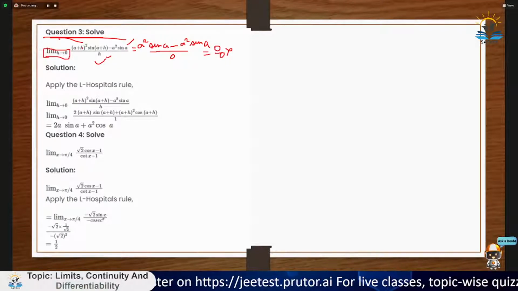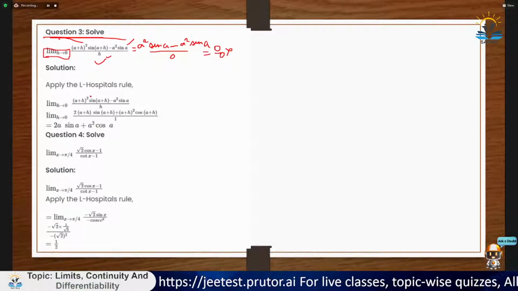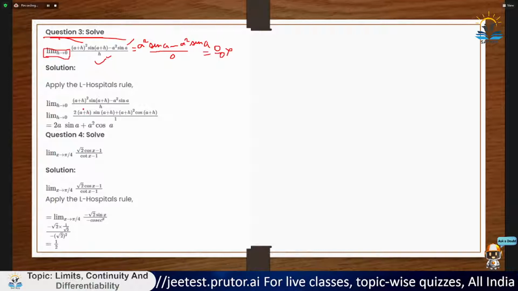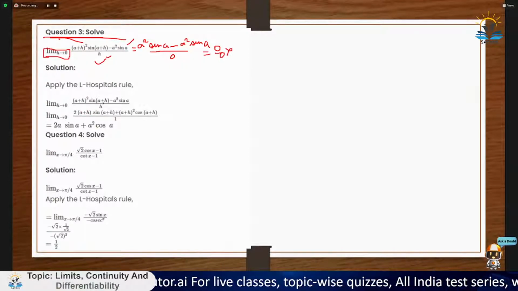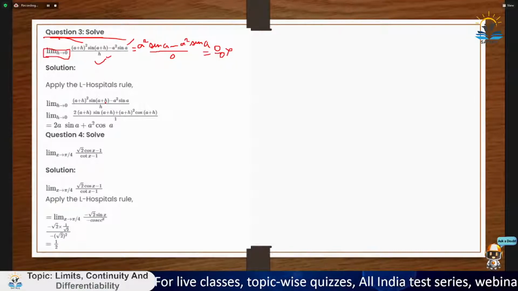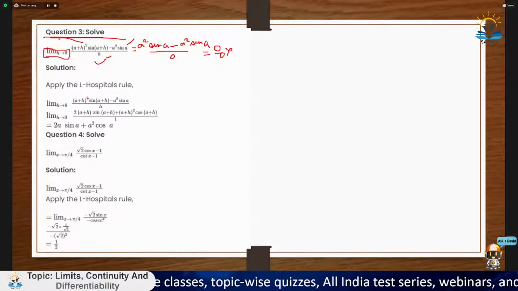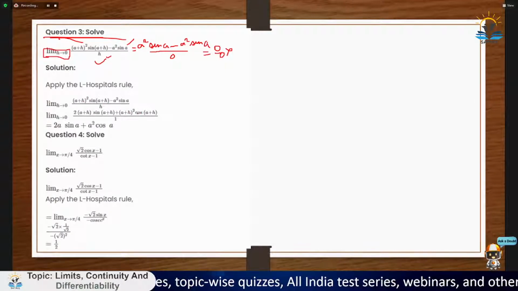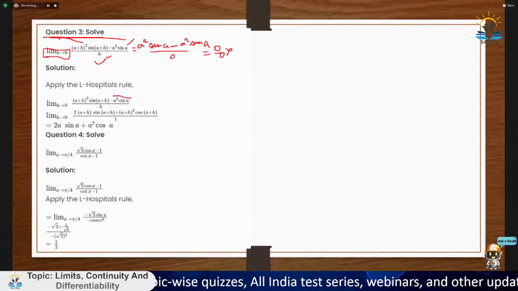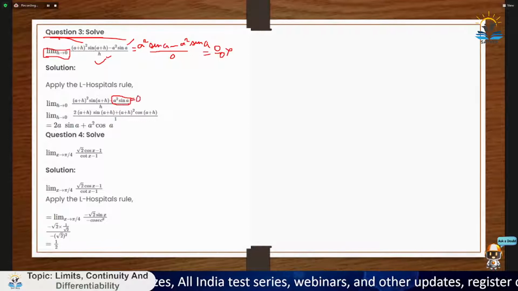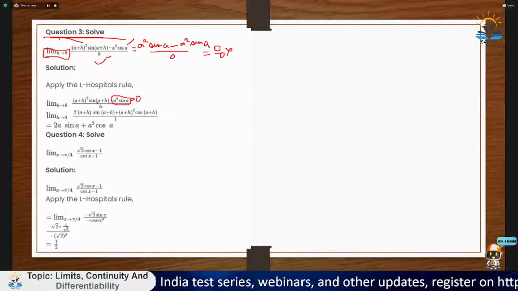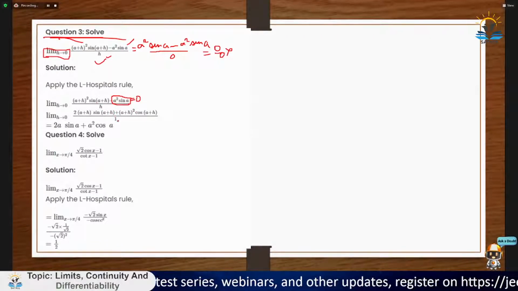So differentiating numerator will give you what? You will get 2 times (a plus h) into differentiation of (a plus h), which would be 1 only because both are constants, multiplied by sine of (a plus h), plus (a plus h) square as it is into differentiation of sine, which would be cos, and minus the differentiation of a square sine a. a and sine a both are constant, so its differentiation will be 0. And the differentiation of h in the denominator, again, would be 1 only.